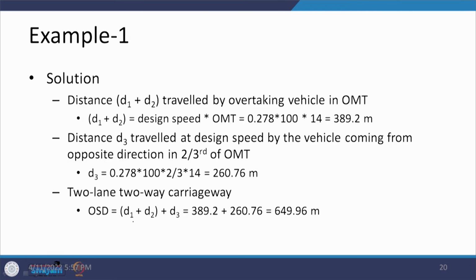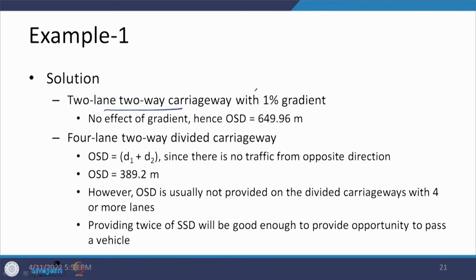If we go with this, then D1 and D2 is design speed into OMT, and what we get is 389.2 meters. If we talk about D3, then it is related to 2/3 of OMT. So, what we get is 260.76 meters, and the total together is going to be 649.96 or roughly 650 meters, and this 650 meters, because we are considering all the three components here, is for two lane two way carriageway. But if we have a two lane two way carriageway which is provided with a 1% gradient, we discussed that we are not considering the effect of the gradient, and therefore, this value of 649.96 meters remains valid.